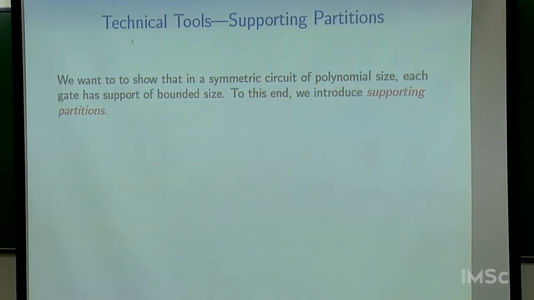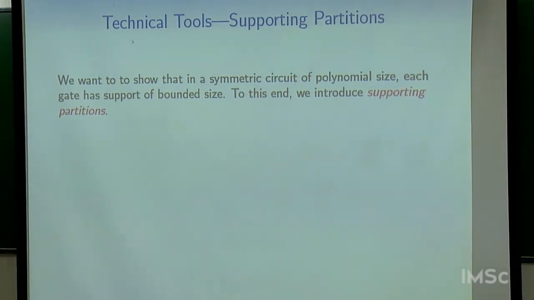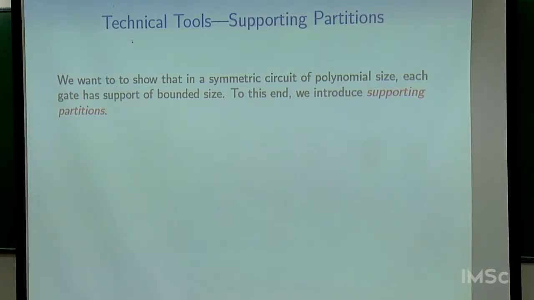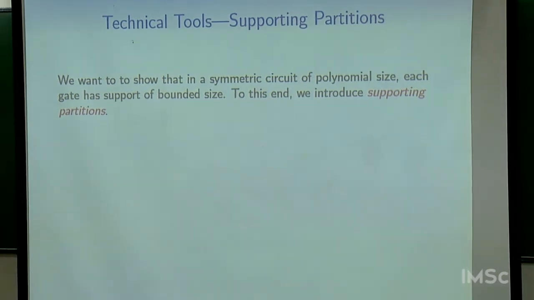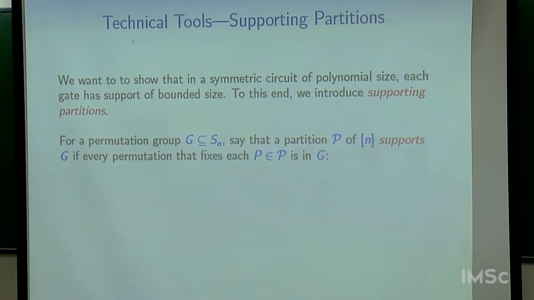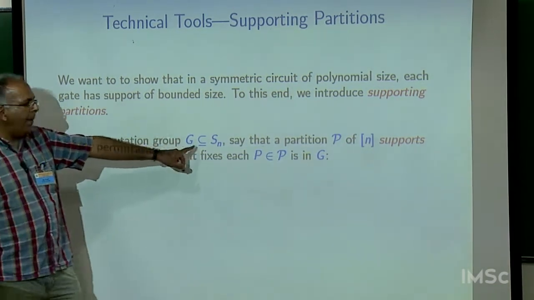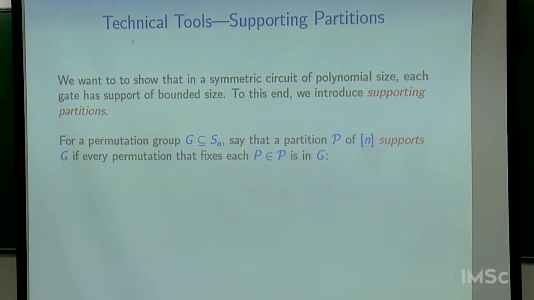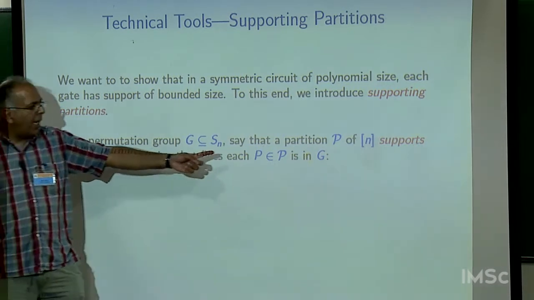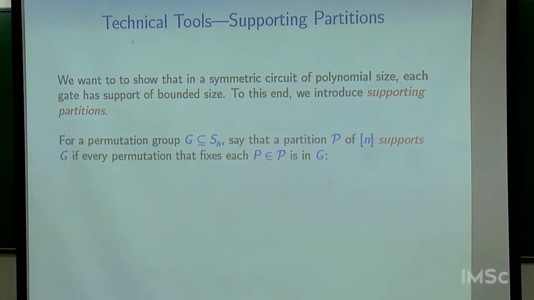Okay? So the way we do this is we introduce the notion of a supporting partition. I mean, I say introduce. I'm not an expert on permutation groups, but I fished around in the literature and didn't find exactly this. So we kind of defined it and proved a few simple properties of this. What do I mean by supporting partition? Say you have a permutation group G. Then a partition of N, we say supports G, if whenever you take any permutation that fixes each part individually, set-wise, it is in G. Okay?